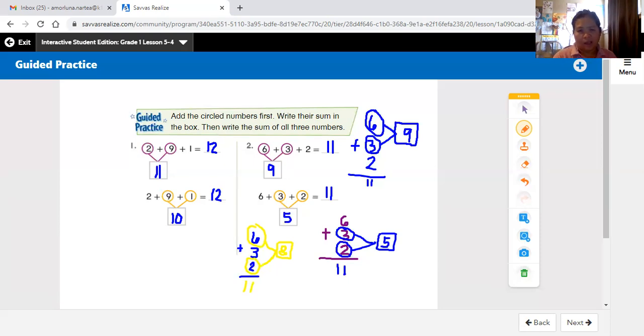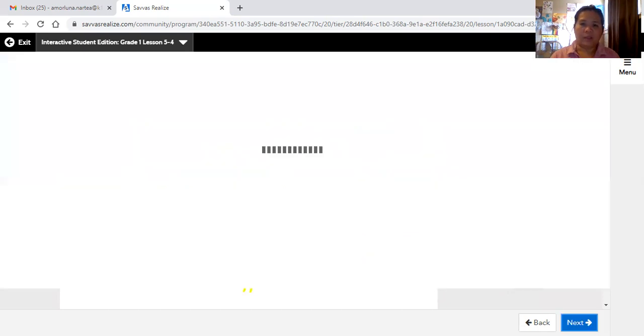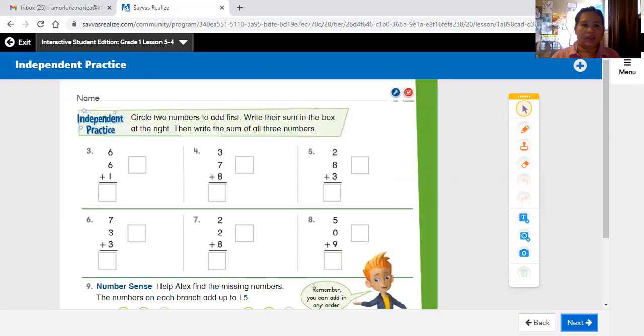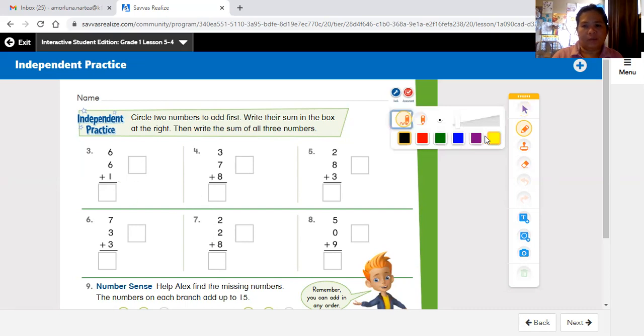So boys and girls, I hope you are clarified in adding 3 numbers, because I would like you to answer the next page of your book, which you can find on page 227, by yourself. So here it is. Circle 2 numbers to add first. Write their sum in the box at the right. Then write the sum of all 3 numbers. I will help you for number 3. Okay?